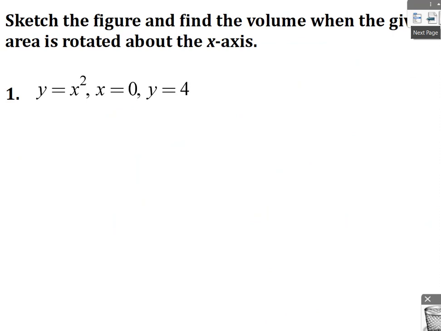So this is right here. Sketch a figure, find the volume when you give an area rotated about the x-axis. Like I said, over the next couple of days, I'm going to post ones that are rotated about the y-axis, which is basically something the same. The mechanics are the same, we just think about it a little differently.